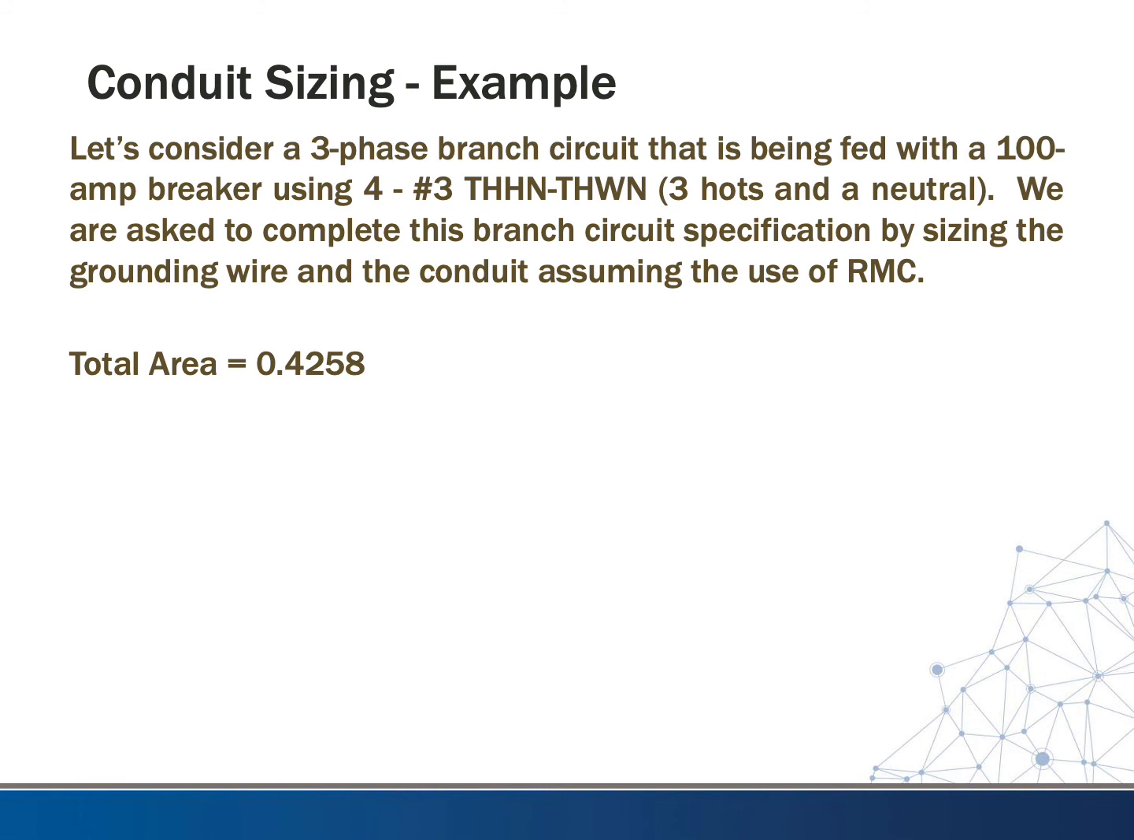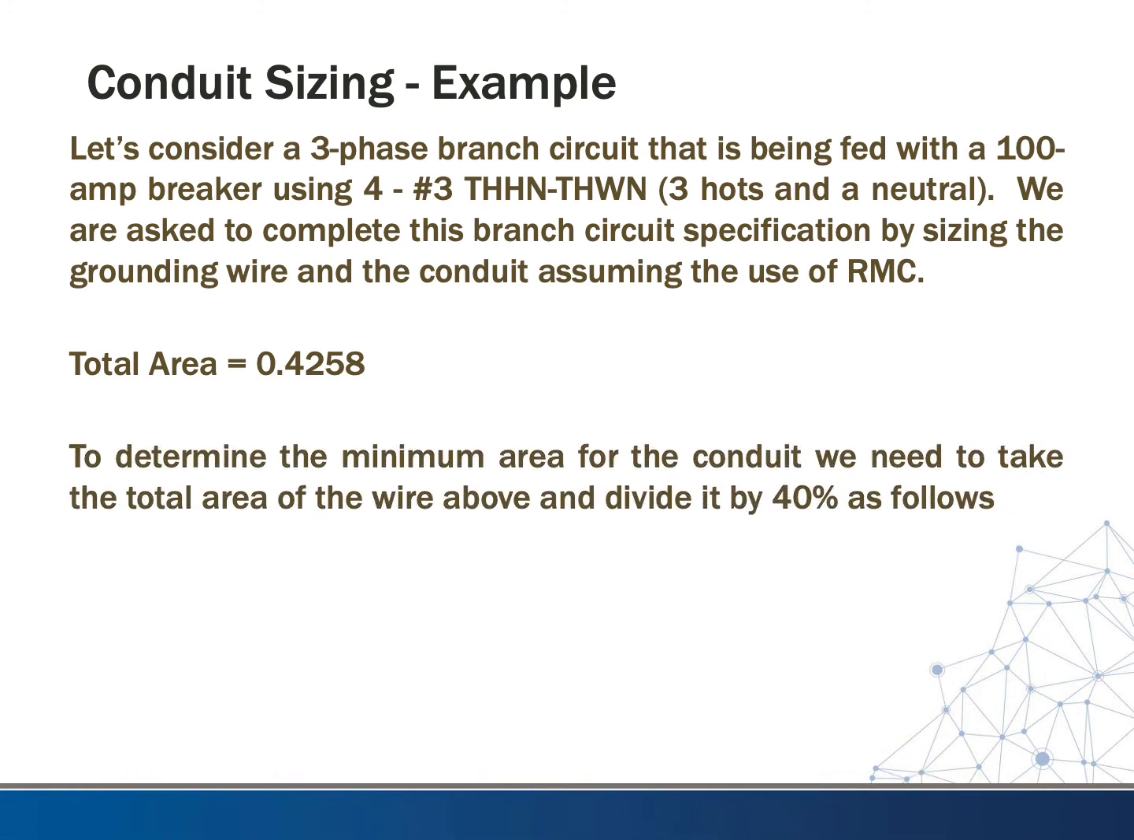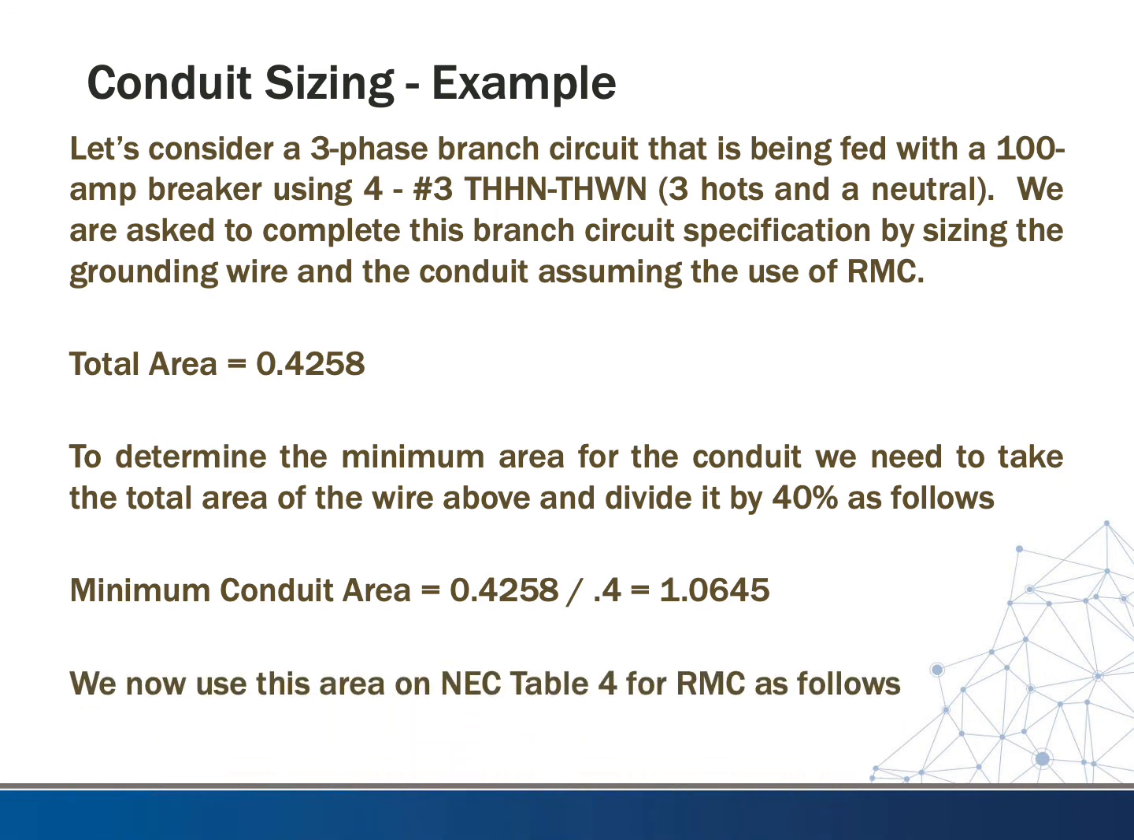So we take this information and we're going to use this to determine the minimum area for the conduit. We need to take the total area of the wire above, and we can do that by dividing it by 40%, because it has to be 40% or less of the conduit. So the minimum conduit area, we'll take our 0.4258, divide it by 0.4 for 40%, and so that's 1.0645. So now we use this number to go back to table 4 of the National Electrical Code for rigid metallic conduit, and this will help us to find our minimum size conduit.